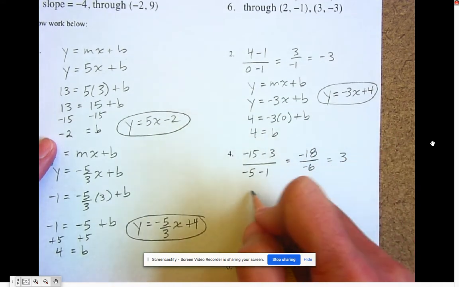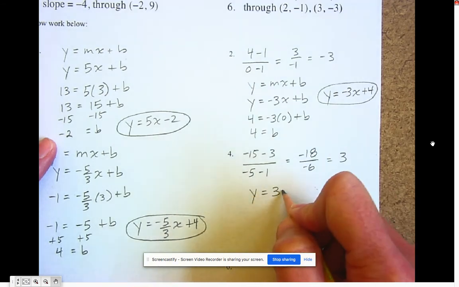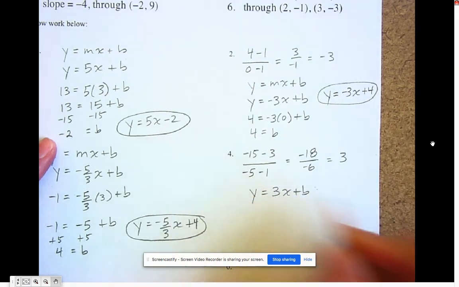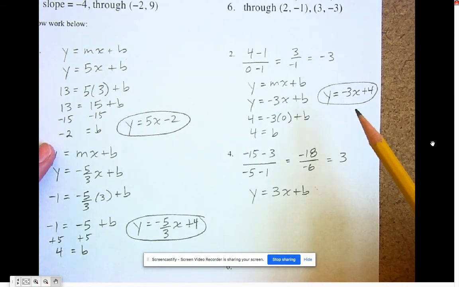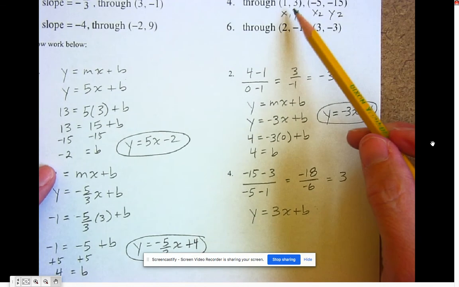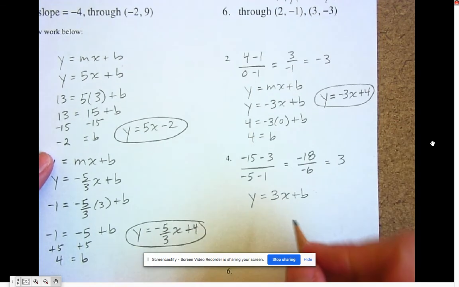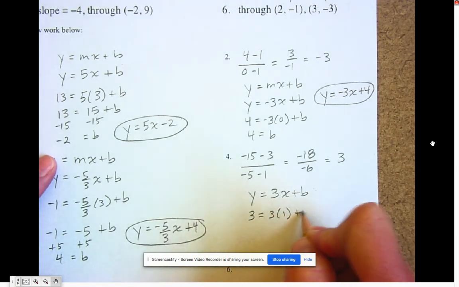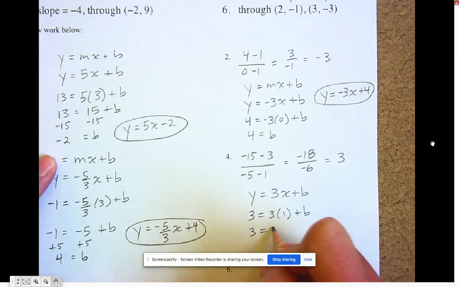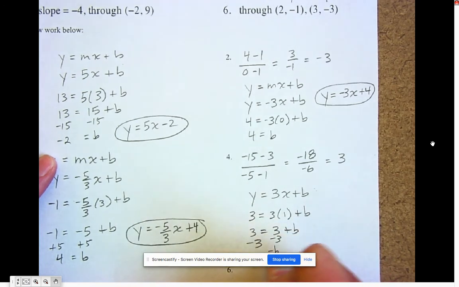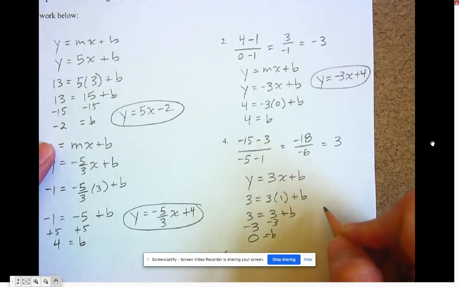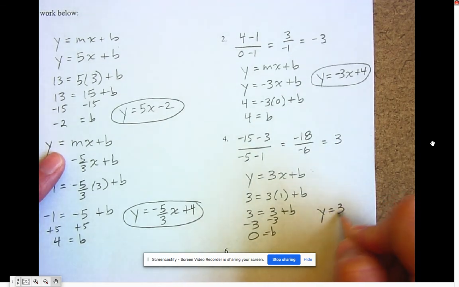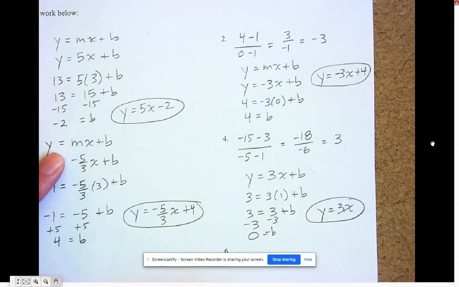Okay, so y is equal to 3x plus b. I know my m value. Now I'm going to replace with one of the points. I think I'll just use (1, 3). So when x is 1, y has to be 3. So 3 is equal to 3 plus b. So if I subtract 3, b is equal to 0. So my equation is just y is equal to 3x plus 0. So just y equals 3x.